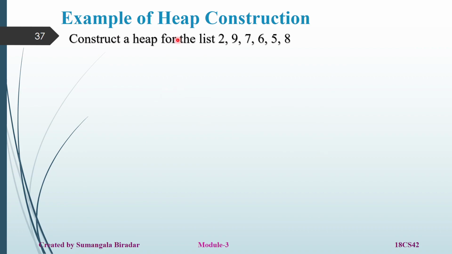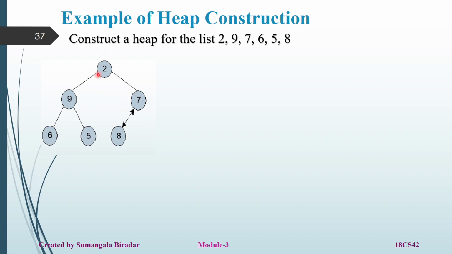Next, how to construct a heap. Heap construction for the given list. This is your list: 2, 9, 7, 6, 5, 8. Let's see how to construct a heap tree for this given list. First you have to take the first element as the root node. Next you start inserting the remaining elements left, right like this. 2 is the root node, 9 is the left child and 7 is the right child. Next, under 9, 6 is the left child, 5 is the right child. Next, 8 is the left child, and next is the right child. Like this, left, right, you have to go and insert here.